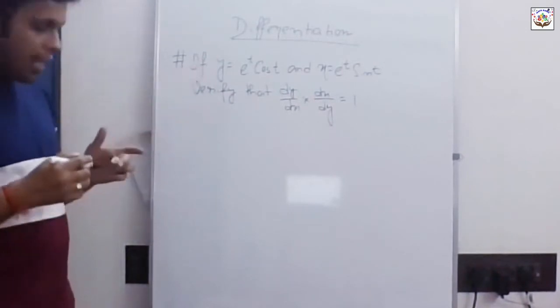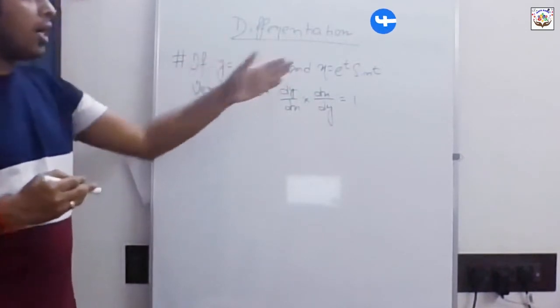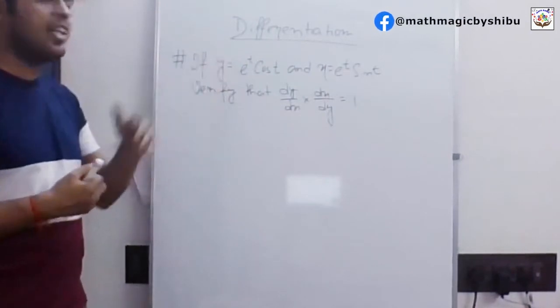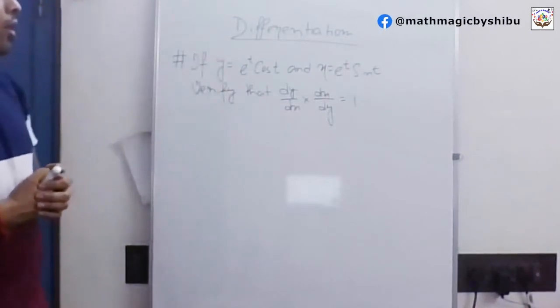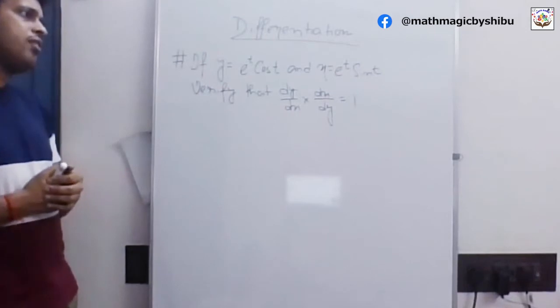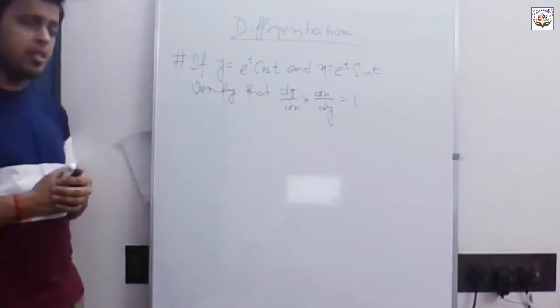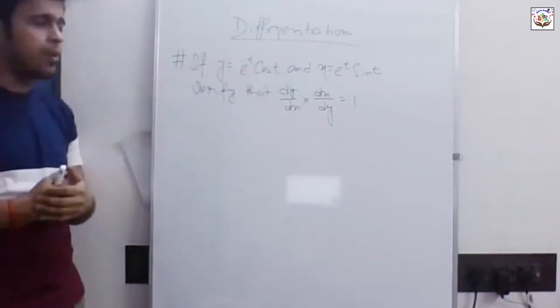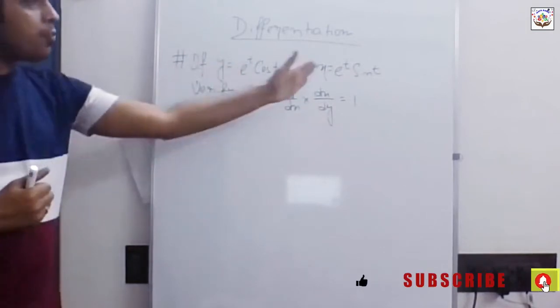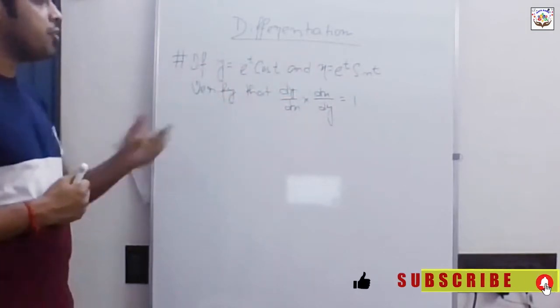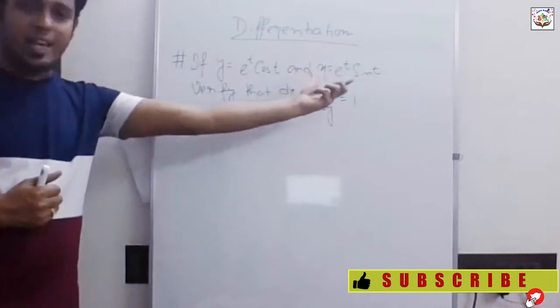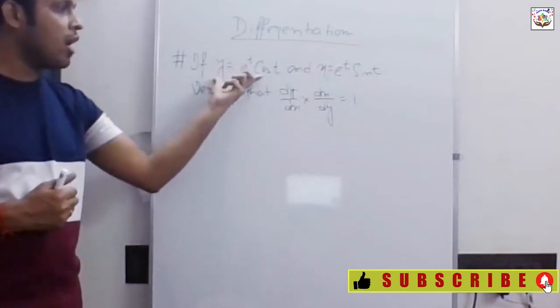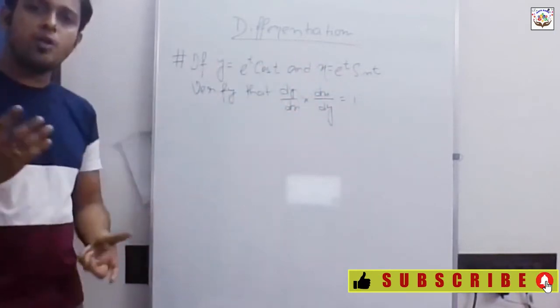As you can see, apart from x and y, there is another variable, t. So what we need to do, in fact I have done a few problems based on this kind of concept. In this kind of problem we have to differentiate both y and x, I mean both sides of y and x, with respect to t.